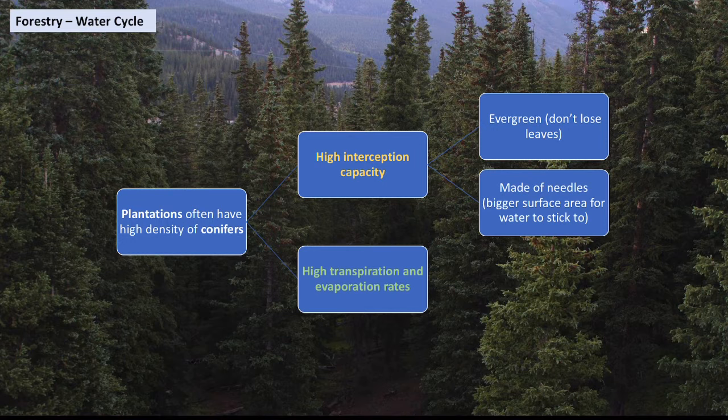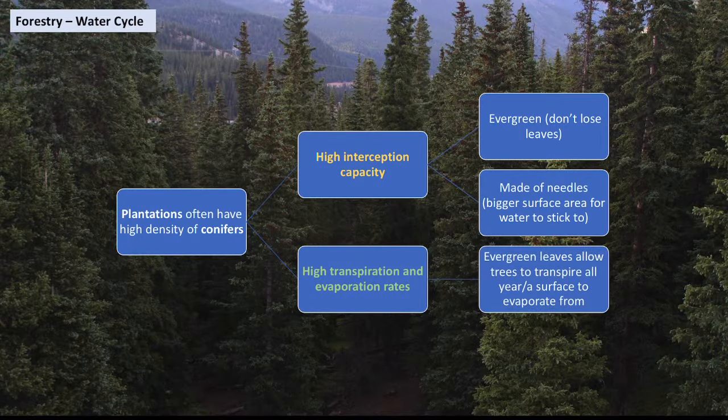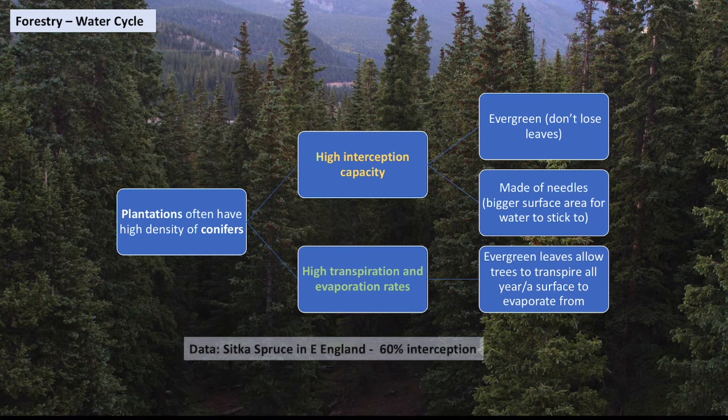And so because we're getting evergreen leaves, we're getting high transpiration rates because they don't lose them in the winter. So on an average year, they can actually transpire water for more of the year. So this is showing you that by planting a lot of trees, especially in these huge conifer plantations, we can have big changes happening to the water cycle.